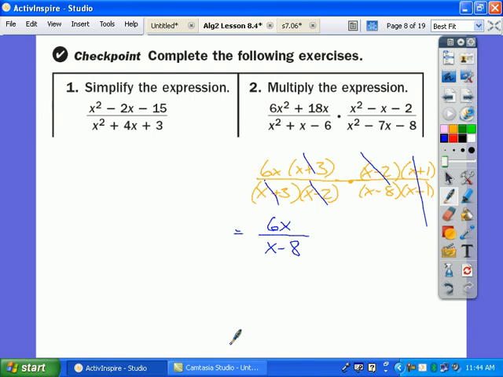Okay, so at this point, this is where we're going to stop for section 8.4 part 1. We'll pick back up here tomorrow, 8.4 part 2. There are 2 homework assignments, so you do have homework tonight.